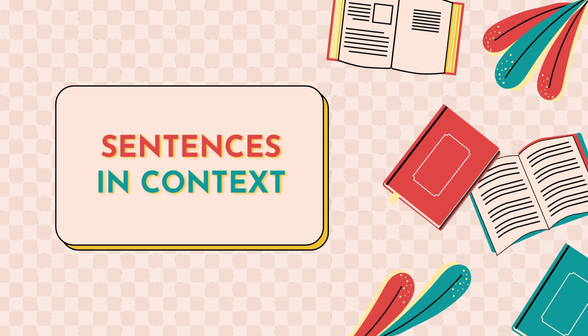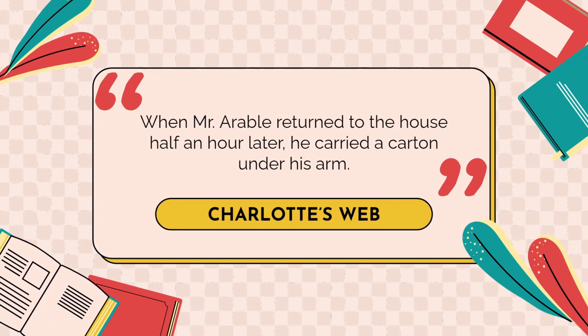Here's a quote from page 3 of the well-known children's novel Charlotte's Web by E.B. White. "When Mr. Arable returned to the house half an hour later, he carried a carton under his arm." What type of sentence is this? It's a complex sentence. When is a subordinating conjunction.